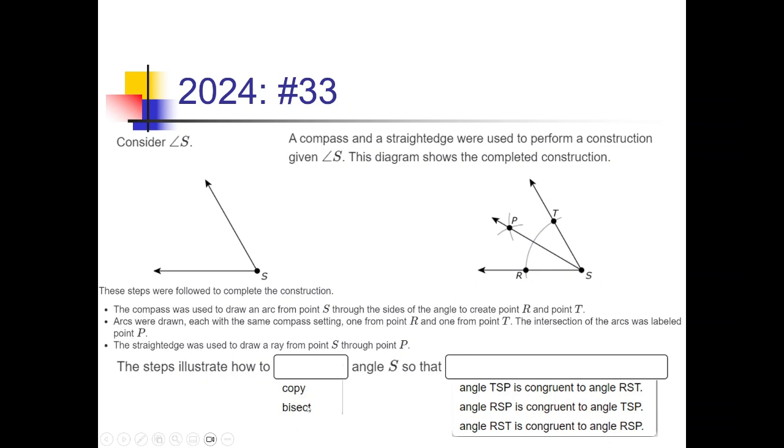Copying, these are our two choices they gave us. Copying angle S or bisecting angle S, it looks like we are bisecting angle S. It looks like we're cutting it in half. So I'm going to write bisect. And then if we're bisecting it, which angles are going to be congruent? Well, what are they calling this angle? I guess RSP is going to be congruent to TSP. So RSP congruent to TSP, that's these two angles. So this is the choice we'll pick from our drop-down menu here.